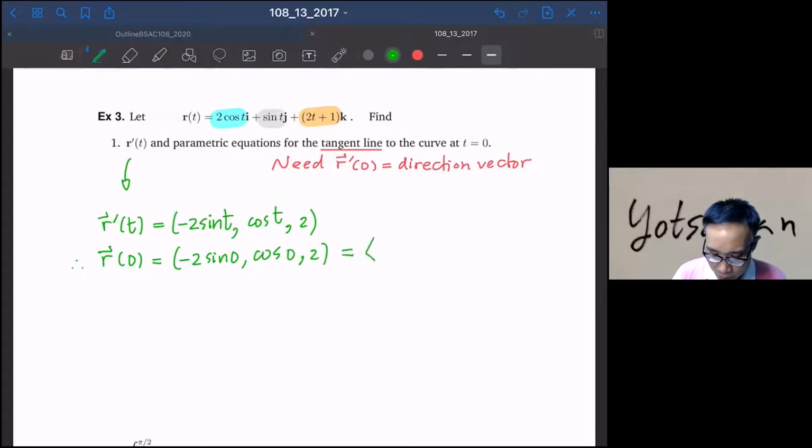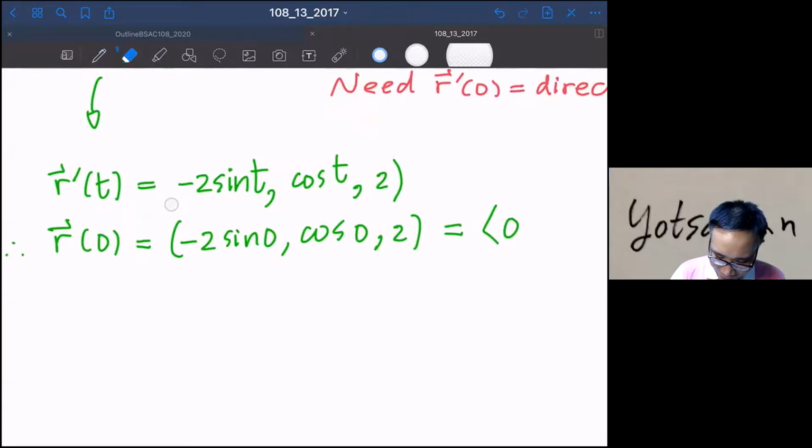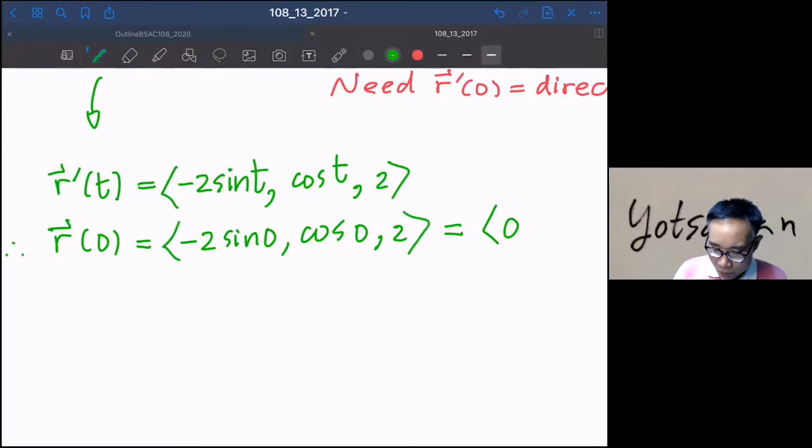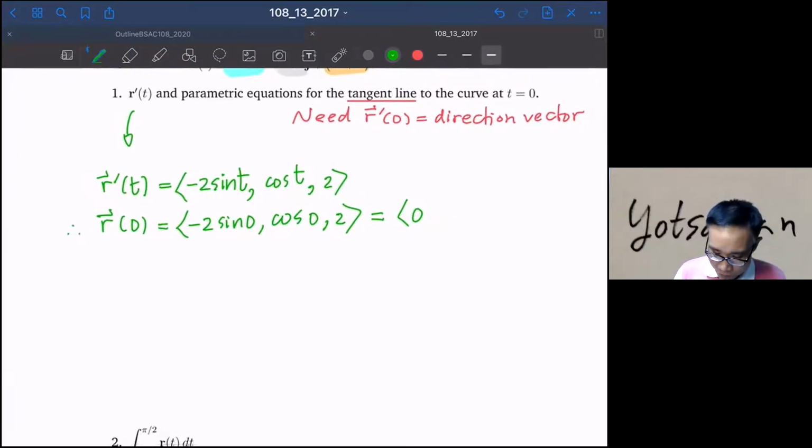Forgive me, I should have used angle brackets so it's not going to confuse you on this one. So you have r'(0) equal to 0, 1, and 2.